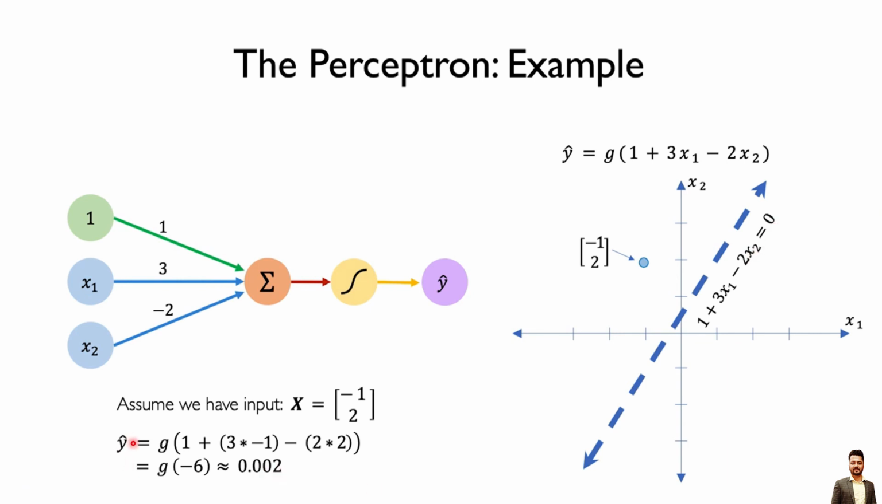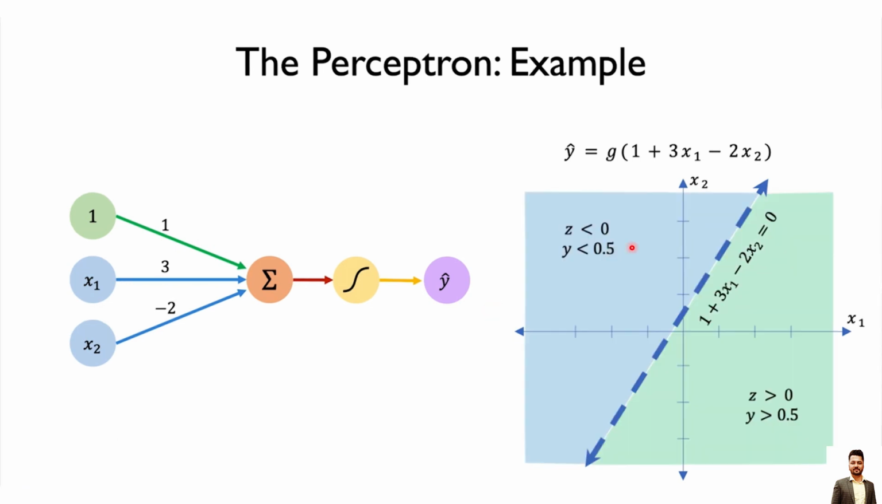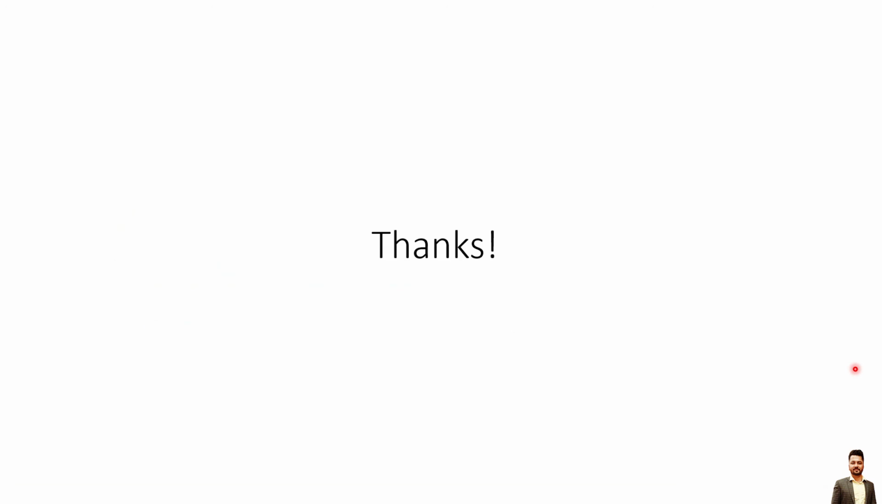you will get a value of y hat equal to 0.002. Now you can see clearly that if your value is less than 0.5, it is on the left side. If the y is less than 0.5, it is the blue area, and if it is greater than 0.5, it is the green area. I hope this is very clear, and you can also solve this using any other point. Thank you.